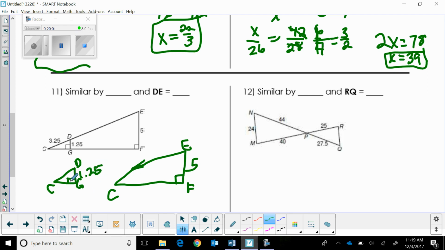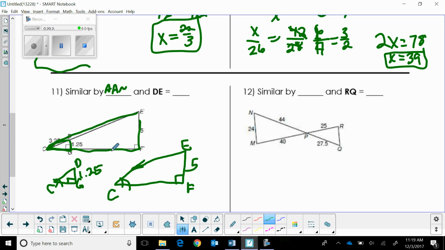Okay, and we need to figure out how they're similar. Well, what do we notice? Both of the triangles contain what angle? They both contain angle C down here on the left bottom. They both have angle C. So we've got a right angle, and then we have angle C, so they're similar by angle-angle. I see a recurring theme here.